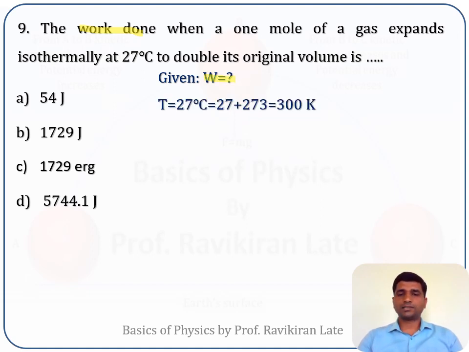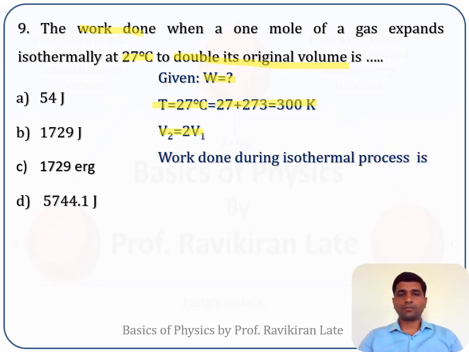1 mole of the gas is given, so n is equal to 1, and the temperature of the system has been given, which is 27 degrees Celsius. So T is equal to 27 degrees Celsius. Degree Celsius we will convert into Kelvin. We just have to add 273 to that, so it will be 300 Kelvin. And also it has been given that it expands to double its original volume, meaning the final volume will be twice the initial volume. So V2 is equal to twice of V1.